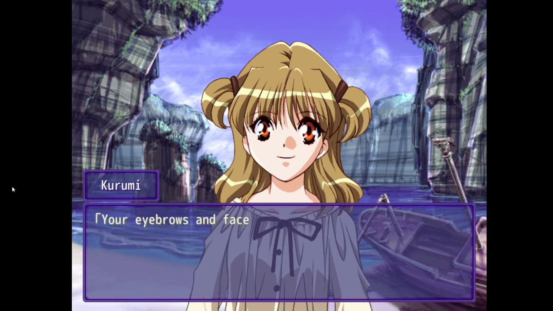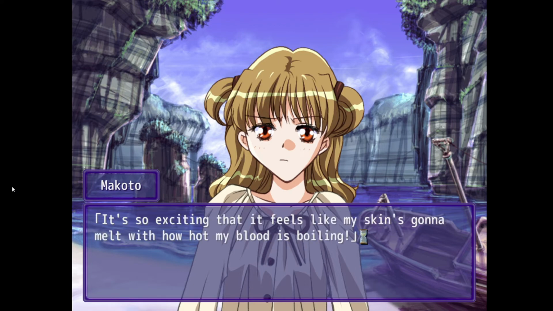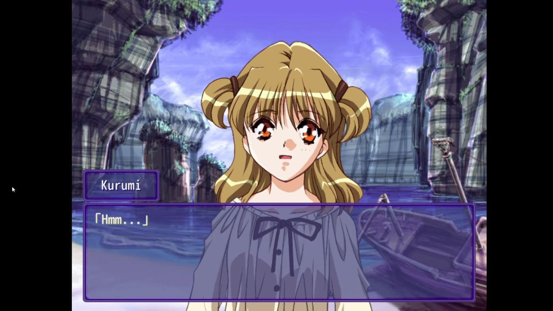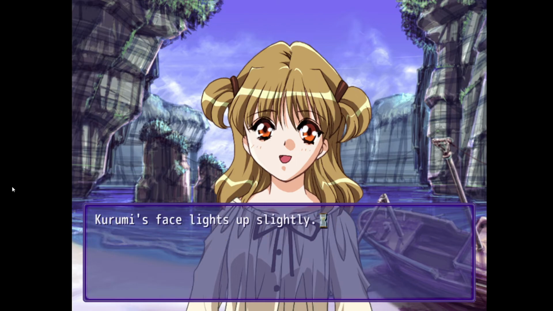And what's wrong, Oni-chan? Your eyebrows and face are all scrunched up. Could it be that you don't find the crab sumo interesting? No, that's not it. Really? Yeah. You don't have to be here if you don't want to. I'm telling you, it's really interesting. So exciting that it feels like my skin's gonna melt with how hot my blood is boiling. Huh? Then it's fine. Kirumi thought she was the only one having fun, so she's a little worried. Kirumi's face lights up slightly.